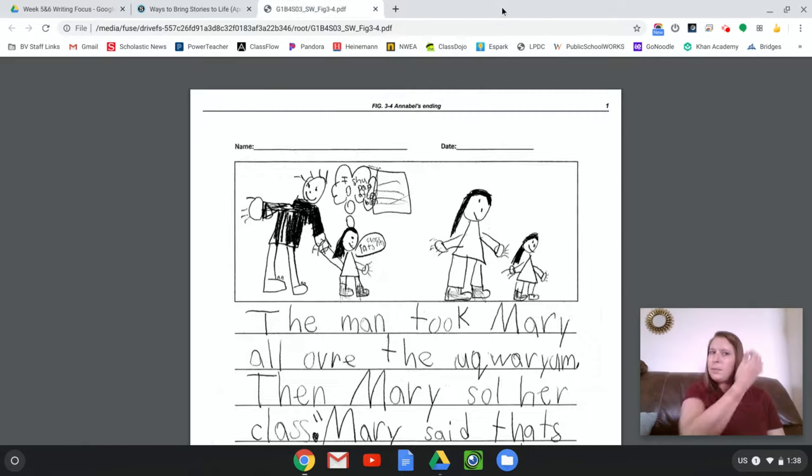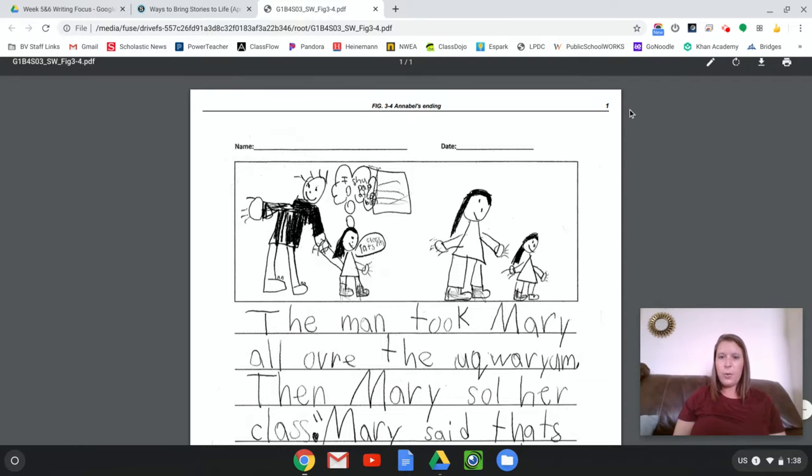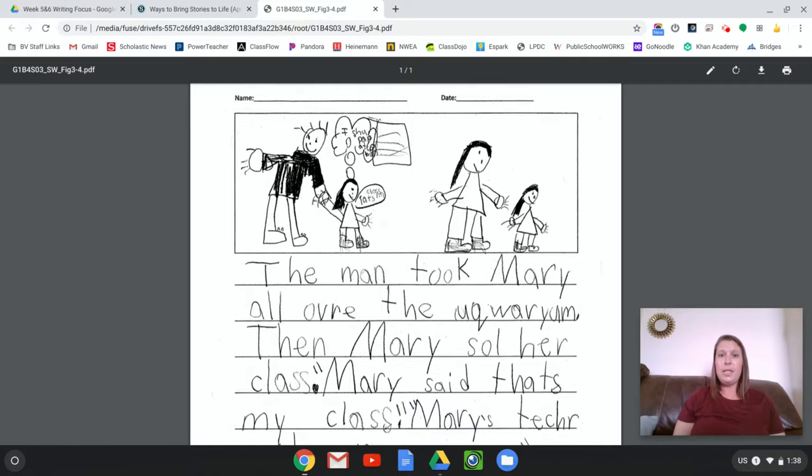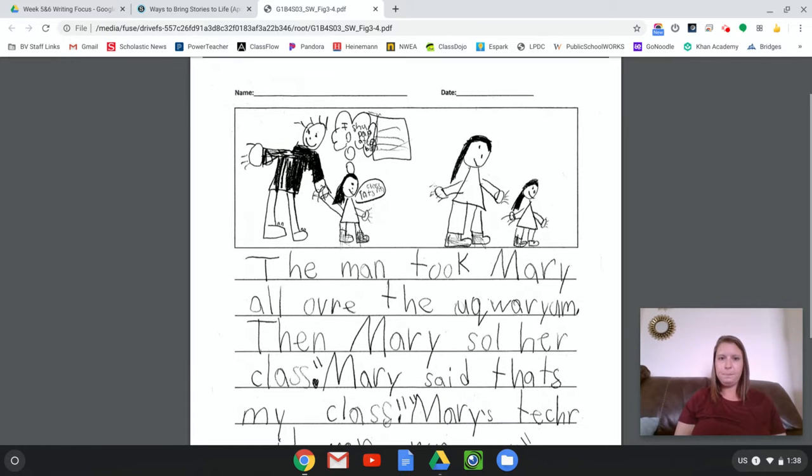Okay, and this other one is about a girl getting lost in the aquarium on a school field trip. We read a story like that, and this is actually a lot like that story.